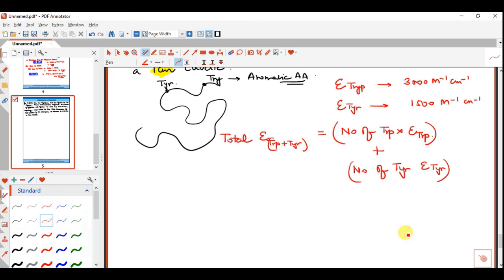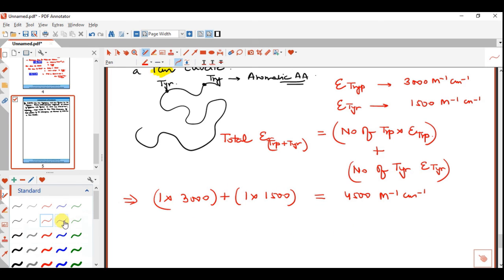So let us start with this. The number of residues of tryptophan is 1, into the molar absorptivity coefficient of tryptophan, which is 3000, plus 1 into 1500, because the number of tyrosine is 1 and its molar absorptivity coefficient is 1500. If you calculate this, this would be equal to 4500 m-1 cm-1. Now you have the total molar absorptivity coefficient.